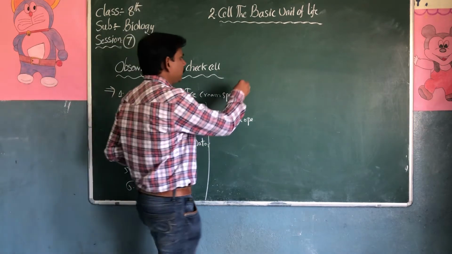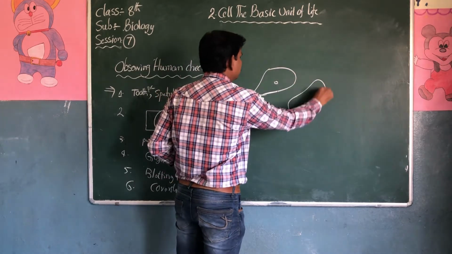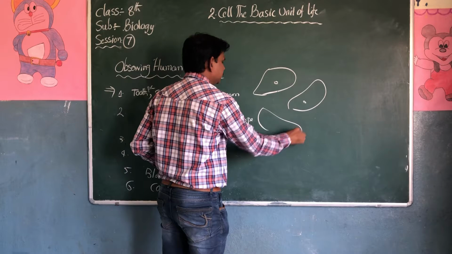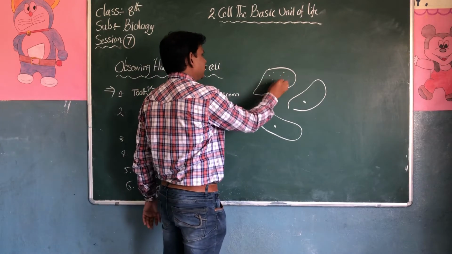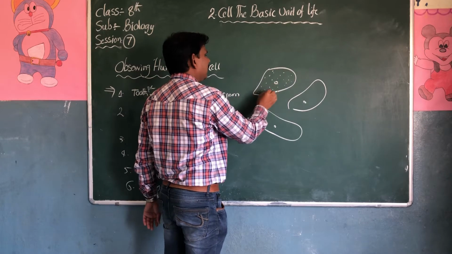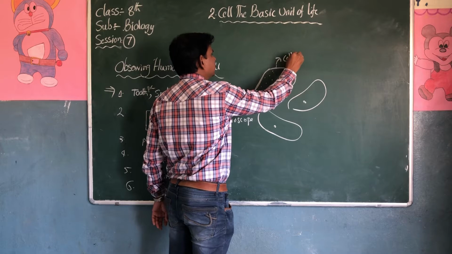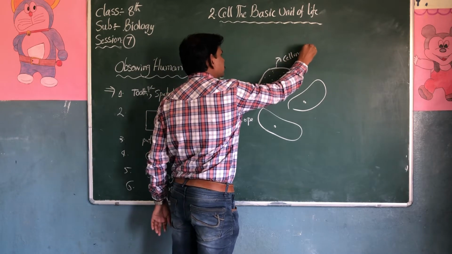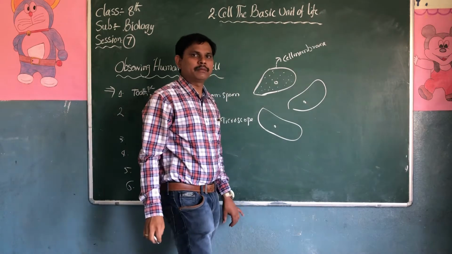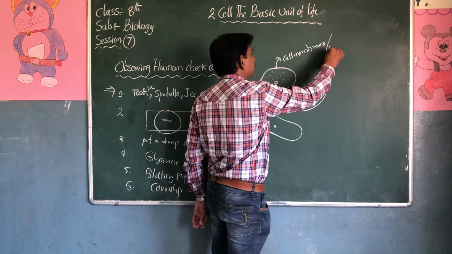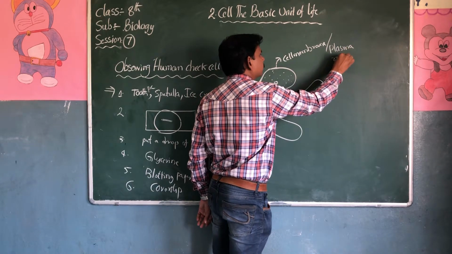Observe under the microscope. When we observe this under the microscope without stain, we can see this diagram. So how many parts can we see in the cheek cell? There is a layer. This outer layer is called the cell membrane. What is another name for the cell membrane? It is also called the plasma membrane.